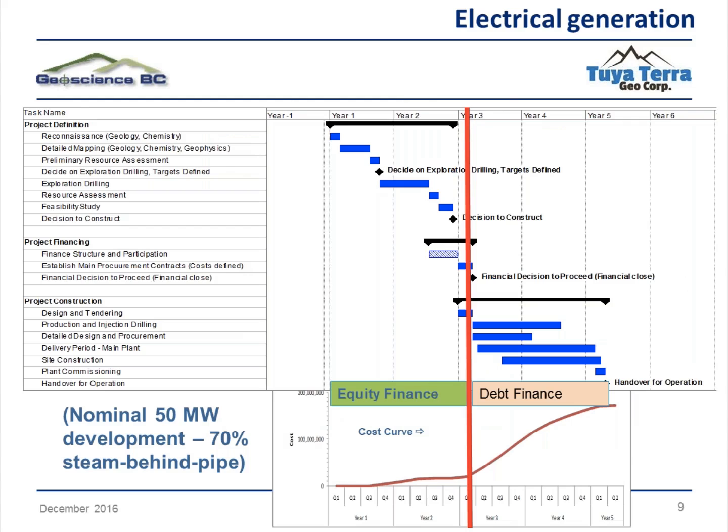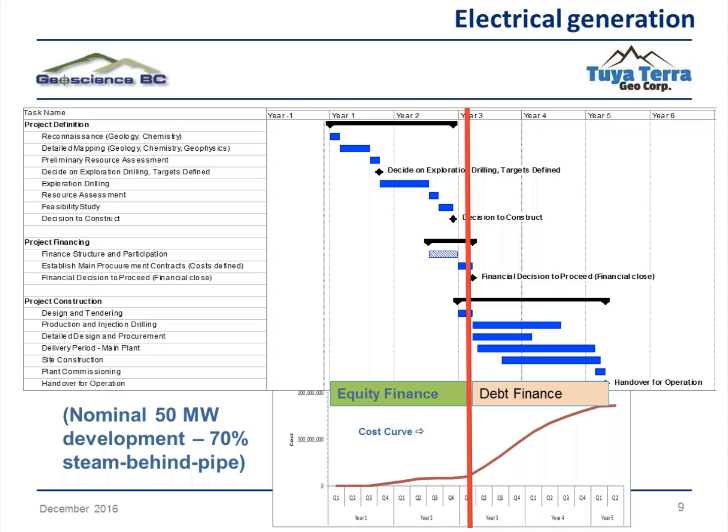Now, the cost of money is very important. So this is just another way of looking at our project. Now we have years across the top, and at the bottom we have something called equity financing and debt financing. And then in the vertical axis, we're doing the same things we've just spoken about. We're developing our project. We have an idea at the beginning. We then need to figure out what it is we're going to do. We need to drill it. We need to get some project financing, and we need to build it.